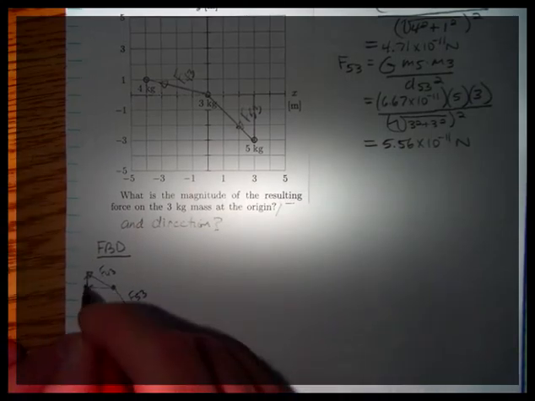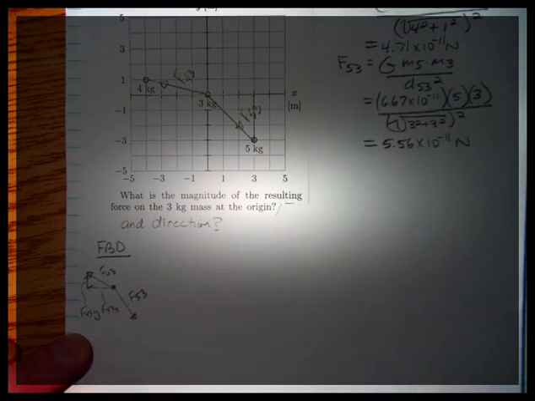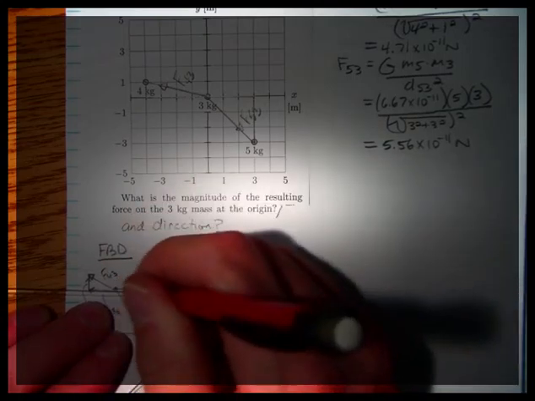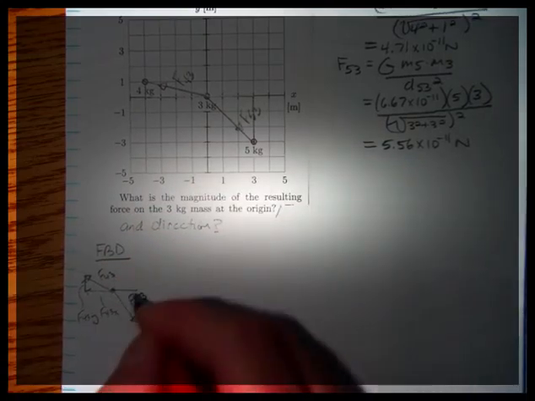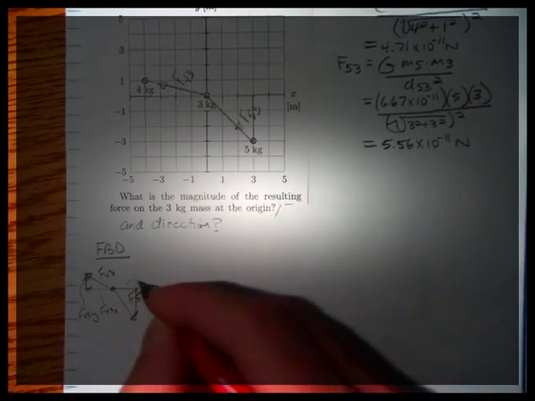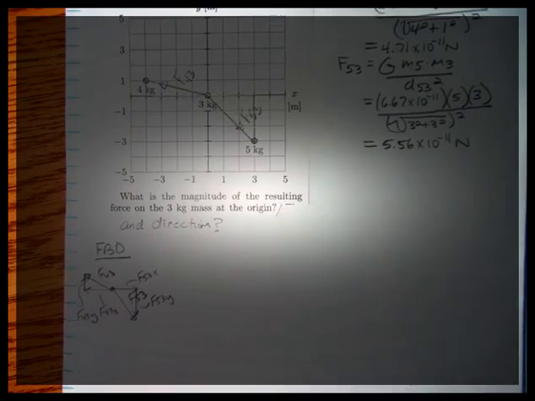So here's F43y, and this is F43x. And then this one is the x component of F53, and this is the x component of F43. F53x, F53y. Those have a partner that is parallel. So F53x and F43x are parallel, so we can add them using conventional math. And F53y and F43y are parallel, so we can add them using conventional math.